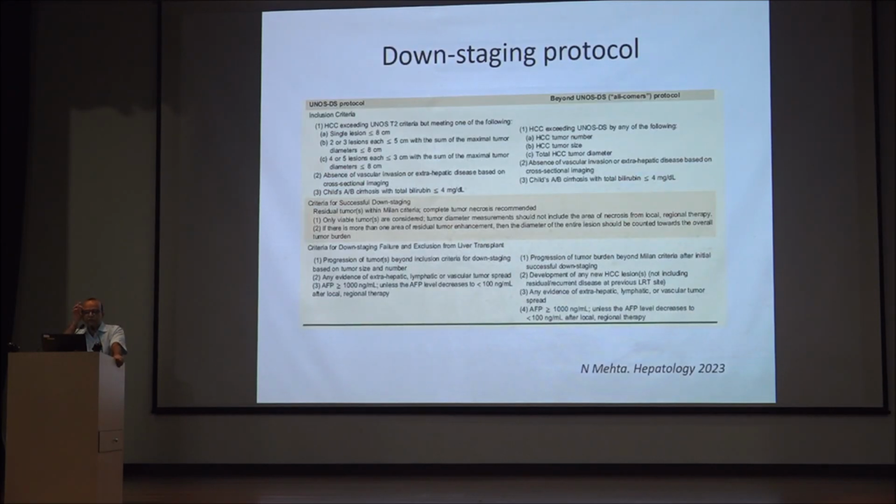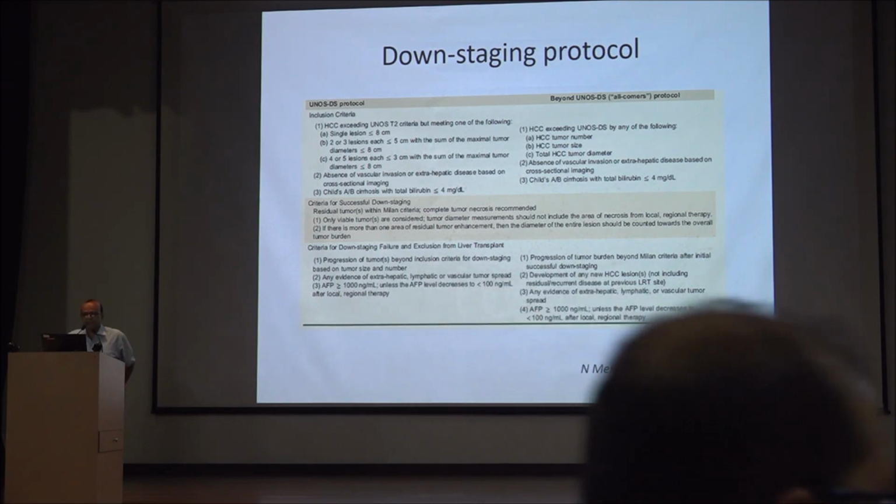This is one of the most recent, widely applicable and adopted protocols, from the United Network for Organ Sharing in 2017. It is the inclusion criteria, exceeding UNOS 2 criteria. A single lesion less than 8 centimeter; Milan tells about 5. Two to 3 lesions, each up to 5 centimeter; Milan is 3 centimeter, all less than 3 centimeter. The maximal tumoral diameter should be 8 centimeter, or 4 to 5 lesions, all less than 3 centimeter, with the sum of the maximal tumoral diameter less than 8.